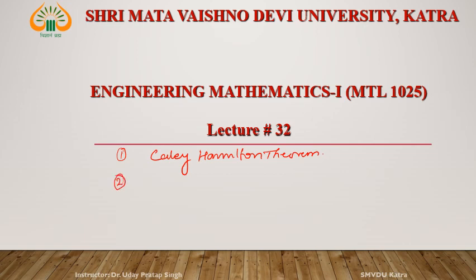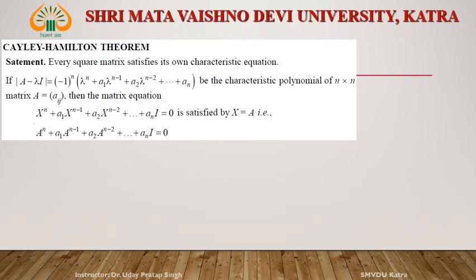And evaluation of eigenvalue and eigenvector. So let us see what is the Cayley-Hamilton theorem. The statement of the Cayley-Hamilton theorem is: every square matrix satisfies its own characteristic equation.